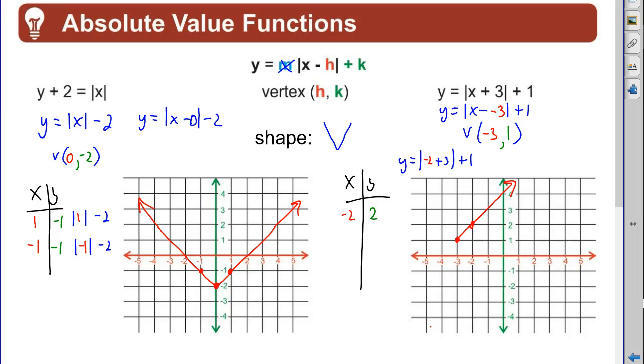And now I'm going to go 1 to the left. I'm going to use negative 4. If I put negative 4 in here, negative 4 plus 3 is negative 1, but the absolute value of negative 1 is 1, and 1 plus 1 is 2. Hey, look, there's the other side of my V, and that's absolute value. Expect a V shape, know how to read the vertex, and it gets easy from there.